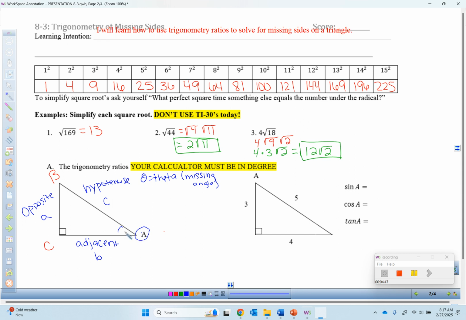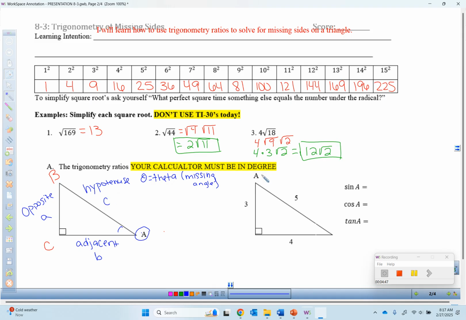I should have probably put this first, but theta is the angle I'm trying to find. So that's why I circled big A. And that's how I know that little a is opposite. It is not touching it. Little b is adjacent. Notice it is touching it. C is touching it, but we're always going to call that the hypotenuse. Okay, so let's look at the next one.